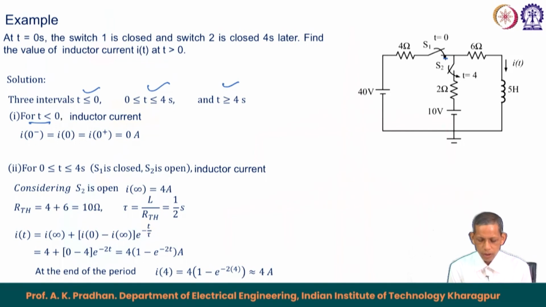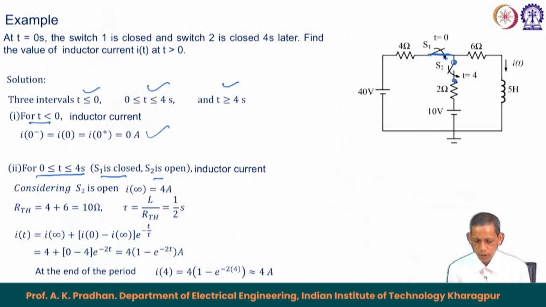Now, that is why this got to be 0 ampere. So, that is the first part we got. For the interval 0 to 4 seconds, S1 is closed and S2 is open. So, this is closed, the circuit is like this, but this is open. So, there will be no connection of this 10 volt battery to this circuit. So, that becomes open, isolated.